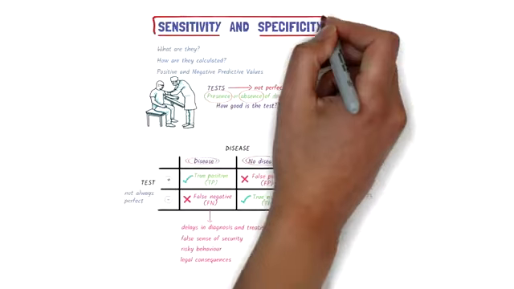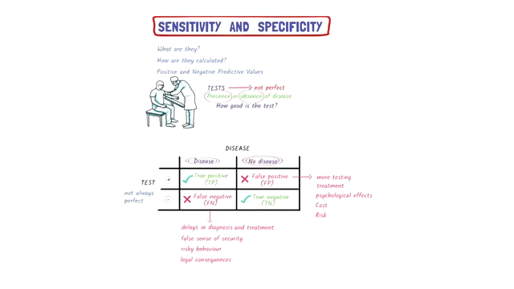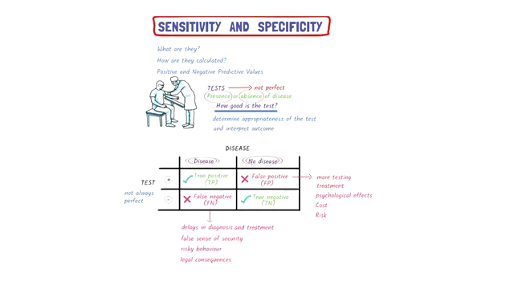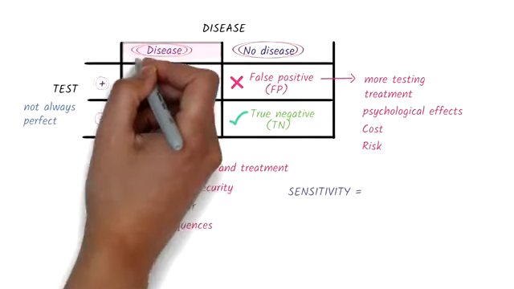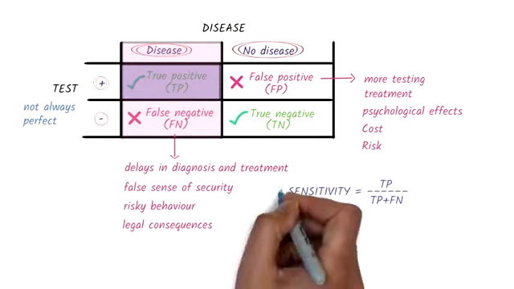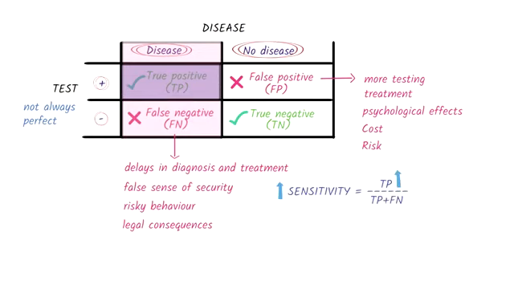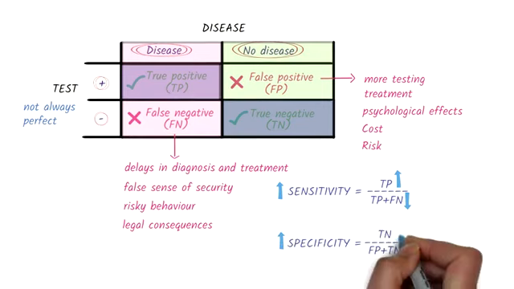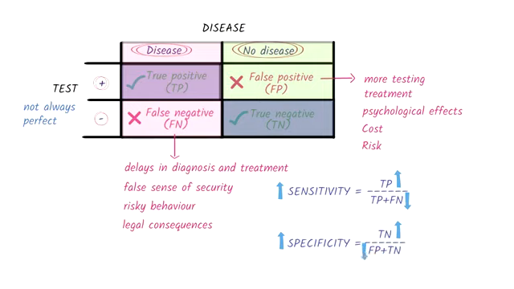Using these terms, we can calculate the sensitivity and specificity of the test. These are indicators of how good a test is and guides us on how to determine the appropriateness of a test and interpret its outcome. Sensitivity is the proportion of people with the disease who test positive for it. A high sensitivity means that the proportion of true positives is high and the proportion of false negatives is low. Specificity, on the other hand, is the proportion of people without the disease who test negative for it. A high specificity means that the proportion of true negatives is high and the proportion of false positives is low.